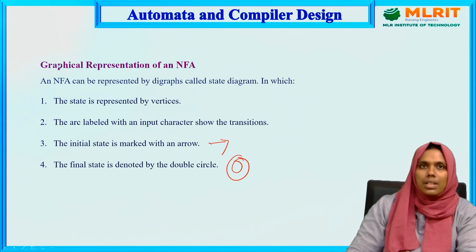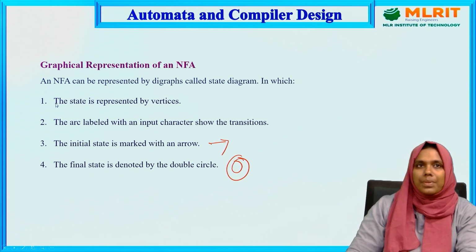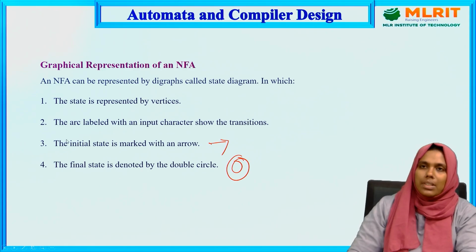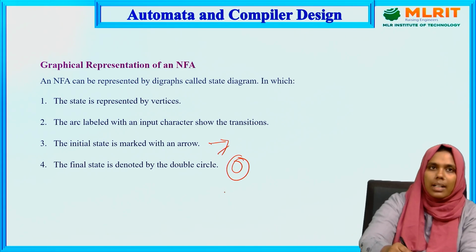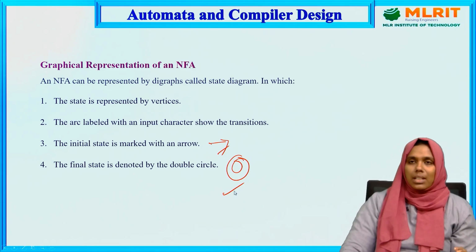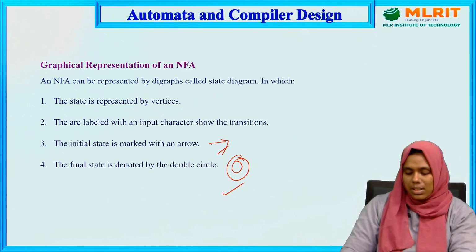Now coming to the graphical representation of non-deterministic finite automata, these are the points we need to concentrate on whenever we are designing the transition diagram. First, a state is always represented with a vertex. Second, the arc labeled with the input character shows the transition function. Third, the initial state is marked with an arrow, and the final state is represented by a double circle. So it is similar to the deterministic finite automata. Everything is similar, only the transition function is different. And when we compare NFA and DFA, NFA construction is very easy.